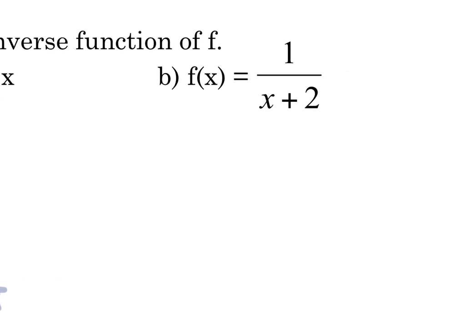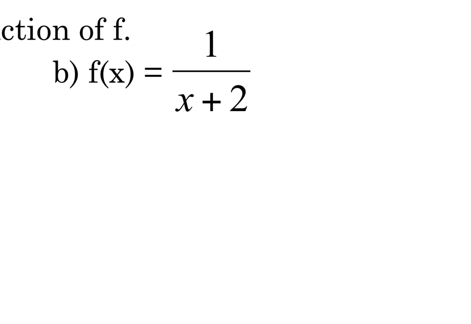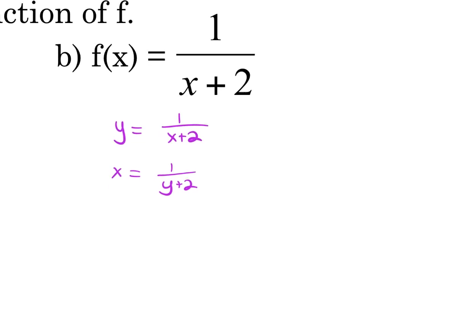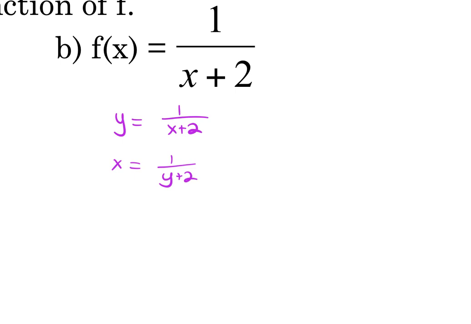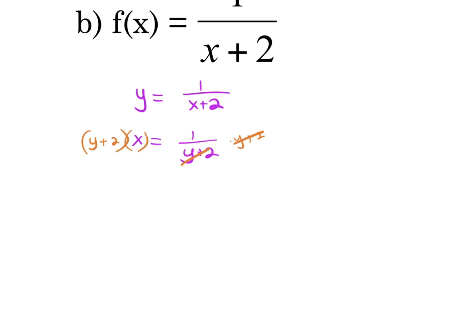All right, so same thing with B. First thing we're going to do is replace the f of x with y. Then switch your x and your y. And now I want to isolate the new y. How do I get it out of the denominator? Multiply it on both sides. So these cancel. Distribute on the left, I'd get xy plus 2x equals 1.